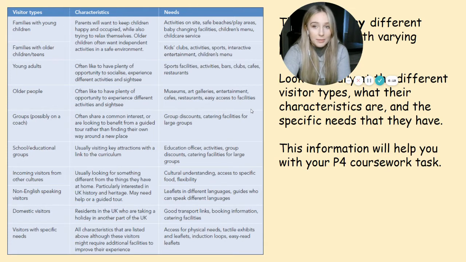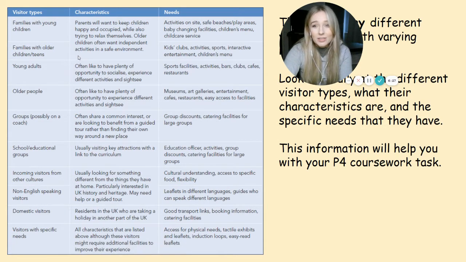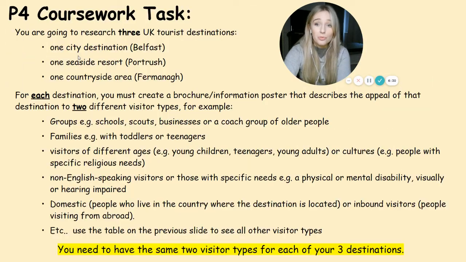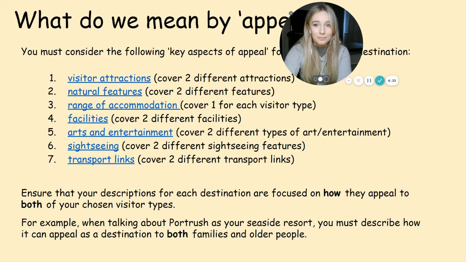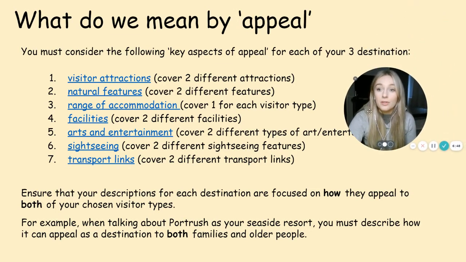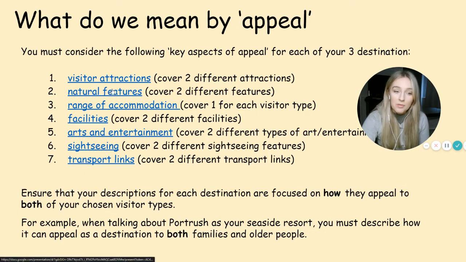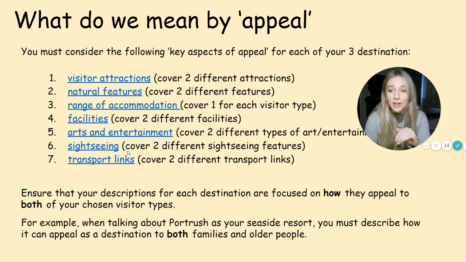You can choose whichever types of customers or visitors that you want, so you can read through that and familiarise yourself. Some visitor types will be easier to find information on than others, so choose wisely. Right, so what we mean by appeal then, so I've said that you need to research the appeal of those 3 destinations for your types of visitors. So what we mean by appeal is this: you must consider the following key aspects of appeal for your 3 destinations. So I've split this up into 7 different sections, and you must cover all 7 of these throughout your 3 destinations. So I'll go through each one, I'll tell you what it is.